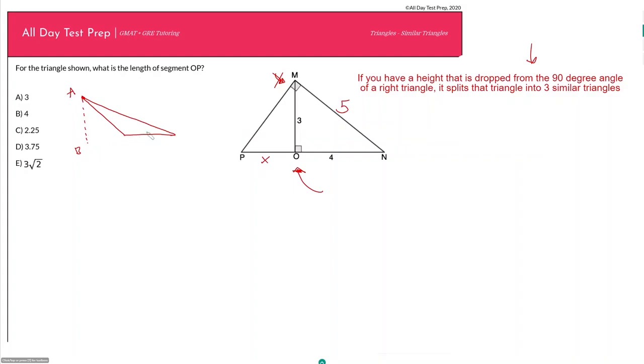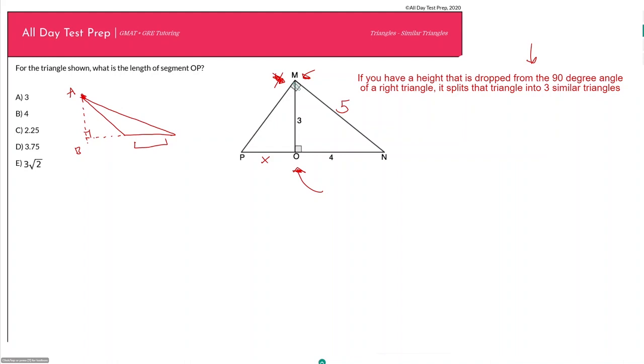Now, it doesn't form a 90-degree angle with the base over here, but if you were to extend this base, sort of like an imaginary line here, it still forms a 90-degree angle. So this would still be a height because it's coming from one vertex of the triangle and is technically perpendicular to the opposite base. So this here is a height, MO. And MO is originating from the 90-degree angle of a right triangle. So what makes it a height is the 90-degree angle with the base, but what makes it fit our similar triangle rule is the fact that it is extending from this 90-degree angle here. And therefore, it should split this big right triangle, MNP, into 3 similar triangles.